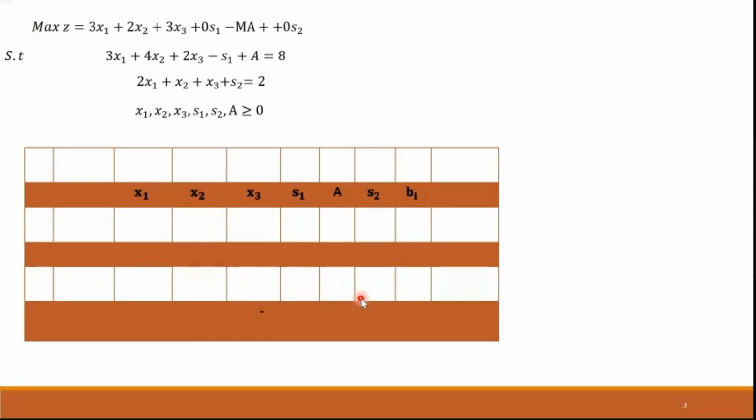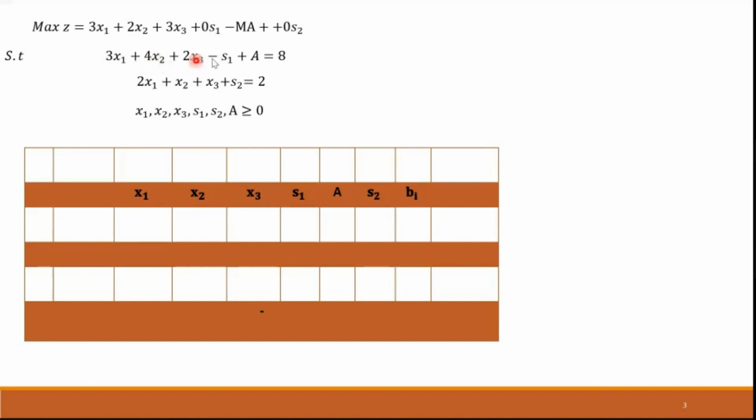So first step, the same table that we used in the previous lecture for the simplex method, we have to follow here also. Again writing all the variables here: x1, x2, x3, s1, a and S2, and the right-hand sides are denoted by bi. Again, I am repeating, these two are called the constraints. This is not a constraint, this is called the non-negativity constraint. Constraints are only these two.